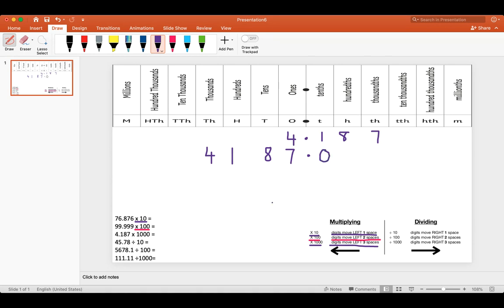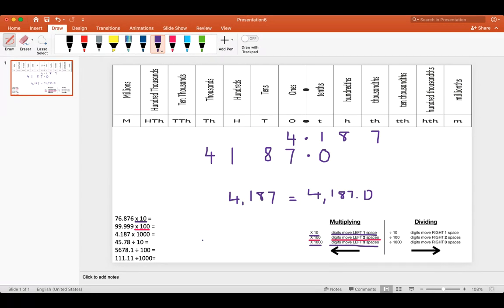You can put a 0 there if you want to. Each whole integer, each whole number always has an imaginary decimal point and 0. Doesn't matter, you don't need it, but you can put it if you want to. It would still be marked correct. So 4,187 is exactly the same as 4,187.0. Exactly the same.